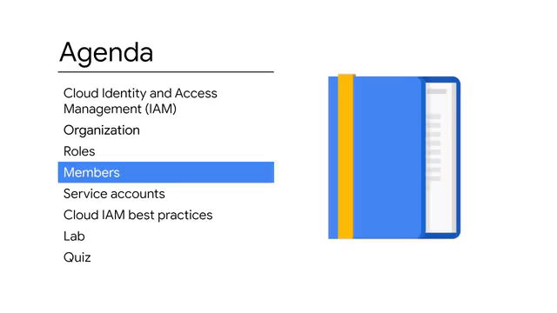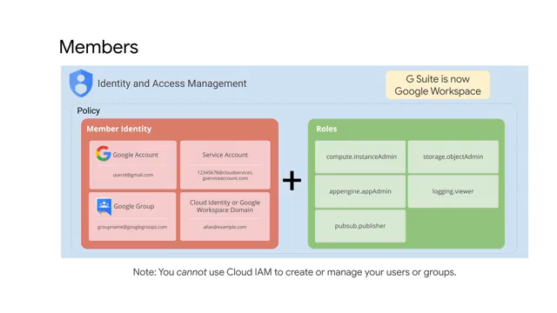Let's talk more about members, which define the who part of who can do what on which resource. There are 5 different types of members: Google accounts, service accounts, Google Groups, G Suite domains, and Cloud Identity domains.